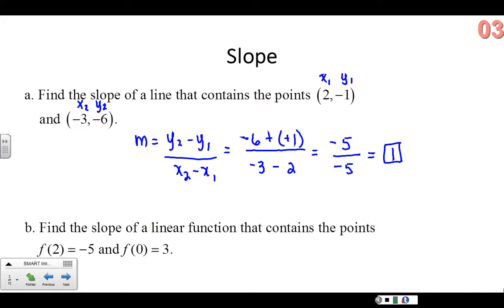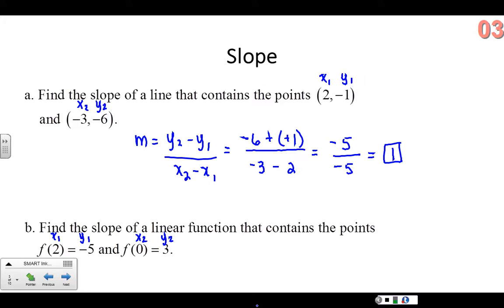Now, in part B here, we've got the same thing going on. Find the slope of the linear function that contains the points f of 2 equal to -5 and f of 0 equal to 3. Now, the only difference is we didn't write our points in ordered pair form. They're given in a function domain range form. So in this point, f of 2 equals -5, your x would be the 2, your y would be the -5. And then f of 0 equals 3, your x would be the 0, and your y would be the 3. So again, I'm just going to label these like we did in the previous problem. So I'll call this x1, y1, and x2, y2.